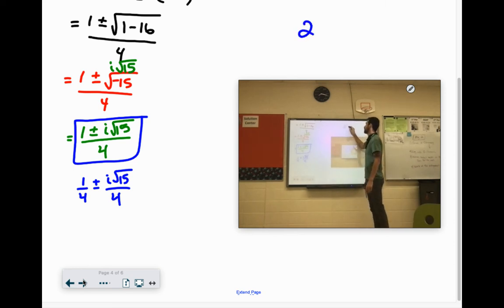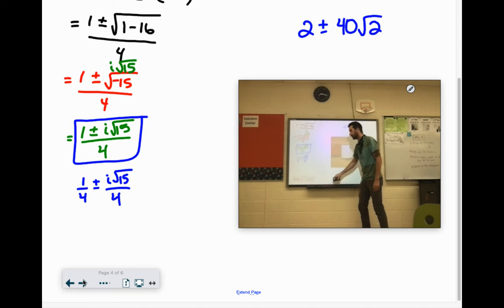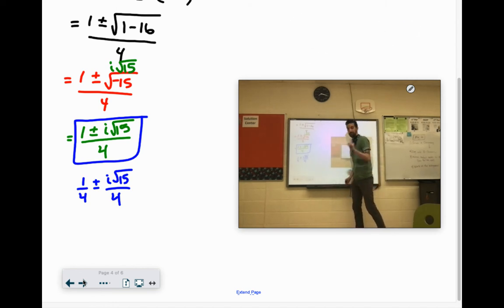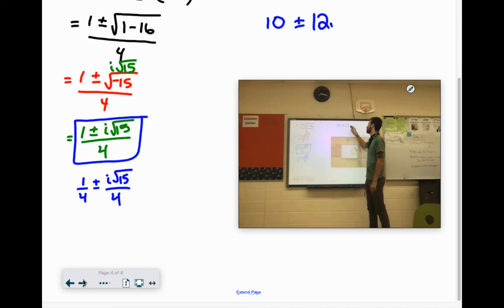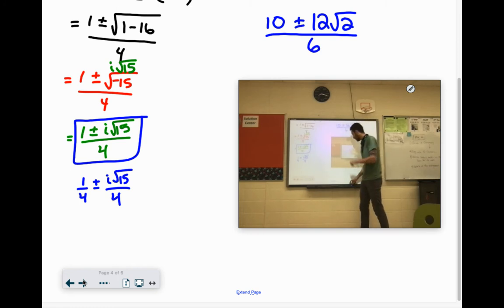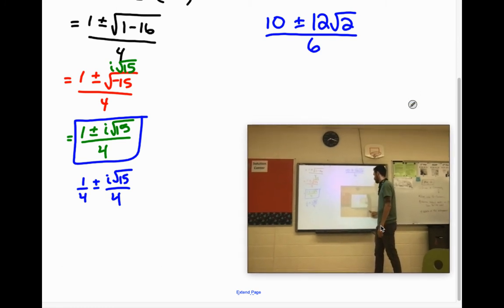Like if you had 2 plus or minus 40 root 2, that's a bad example, because 2 goes into 40. Well, I flubbed that one. Let's say you had 10 plus or minus 12 root 2 over 6. Great example, Mr. Plain. I'm glad you made this one up.